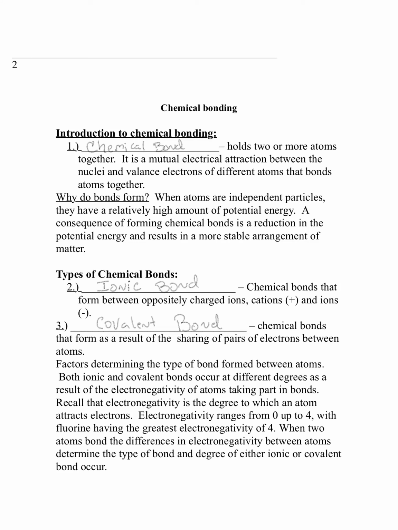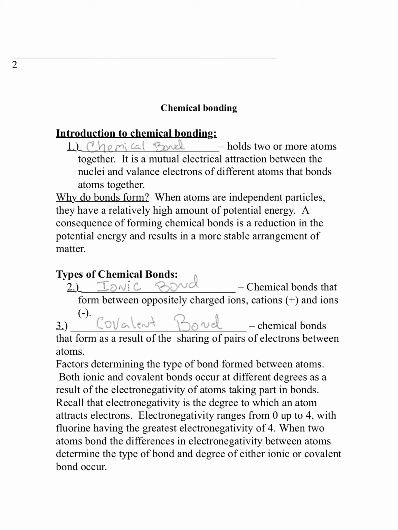Unit 6, Chemical Bonding. So let's start with the introduction of chemical bonding. A chemical bond holds two or more atoms together. It is a mutual electrical attraction between the nuclei and valence electrons of different atoms that bonds atoms together. Now remember, the charge of the nucleus is positive, and the electrons have a negative charge. So the electron clouds have a negative charge, and the nuclei have a positive charge.